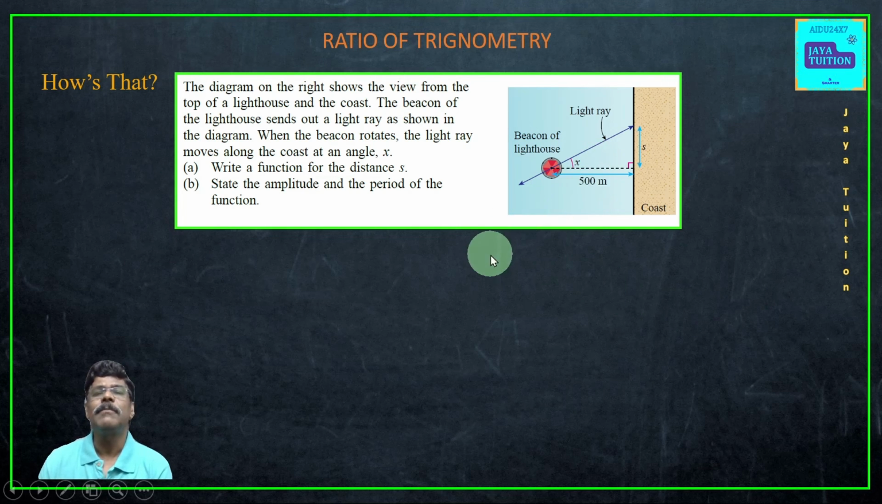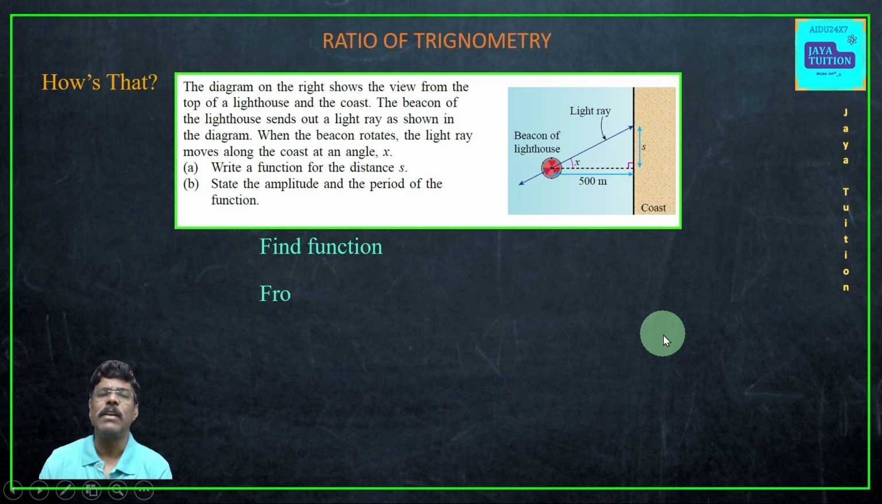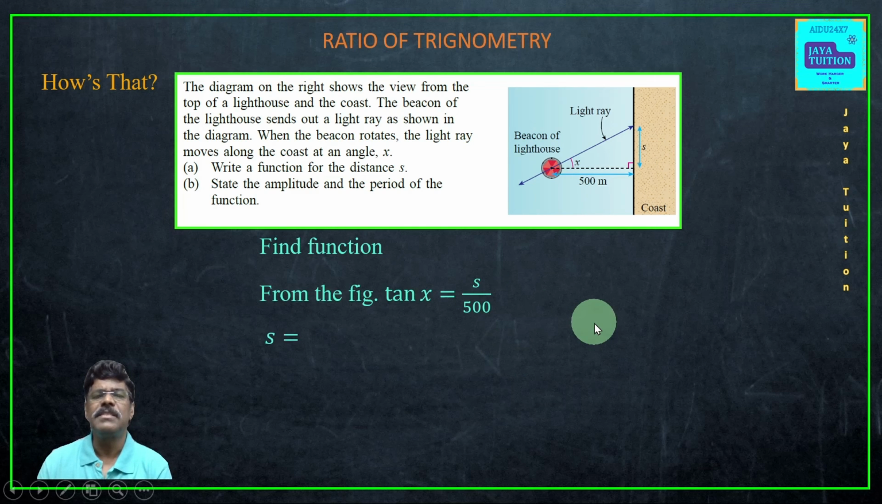In this diagram, you have the beacon lighthouse. The light is going along the shore or the coast in this case. We have to find out the function in this case. If you see this diagram, tan of x is equal to opposite side upon adjacent side. So we can get the value of tan of x is equal to s divided by 500. Rearranging this, we get s is equal to 500 times tan of x. So that is our first answer given over here.